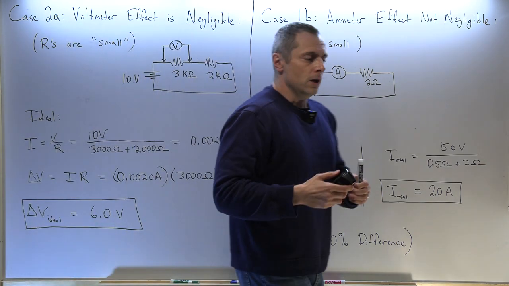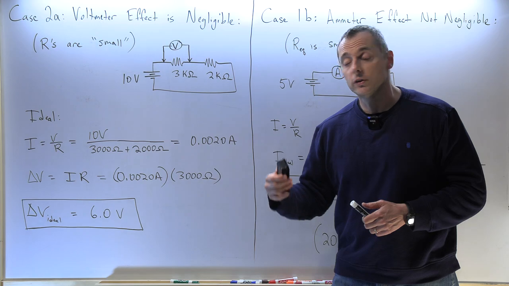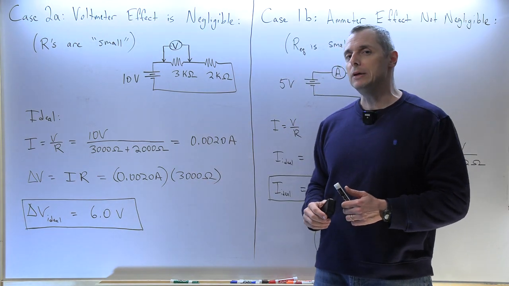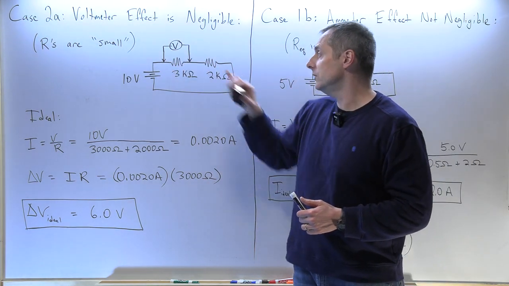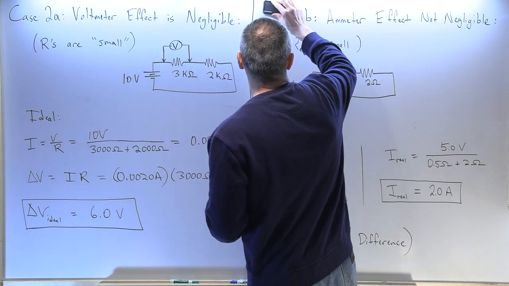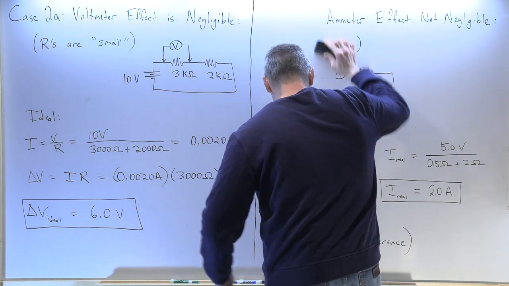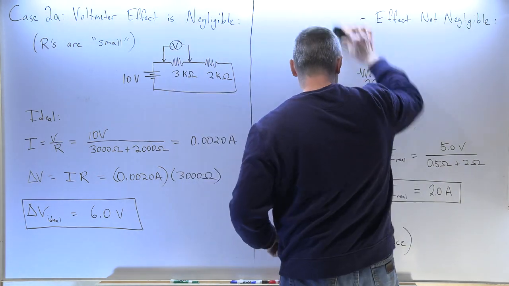But the voltmeter, as I said, distorts this measurement. It will not be 6 volts because this is not an infinite resistor. It's a 10 million ohm resistor. So let's take a look at how much this measurement is distorted by this meter.